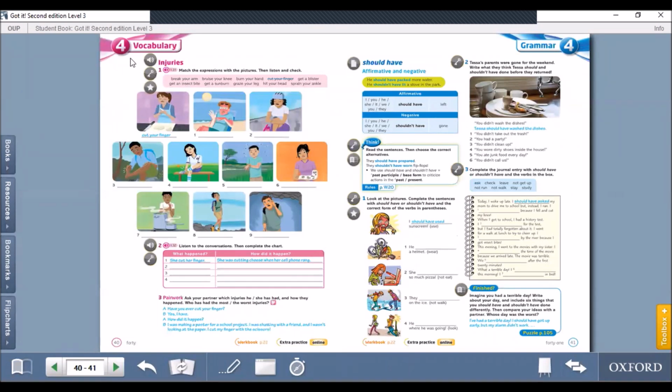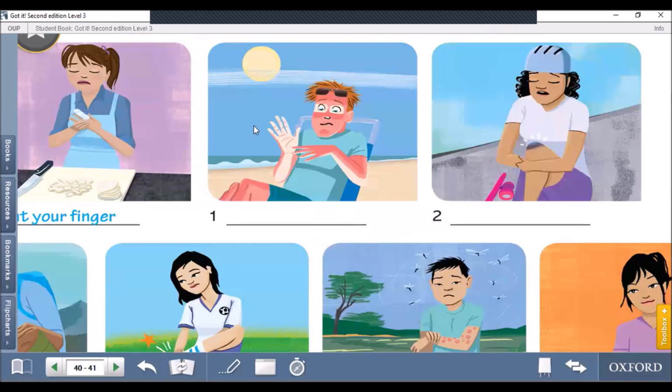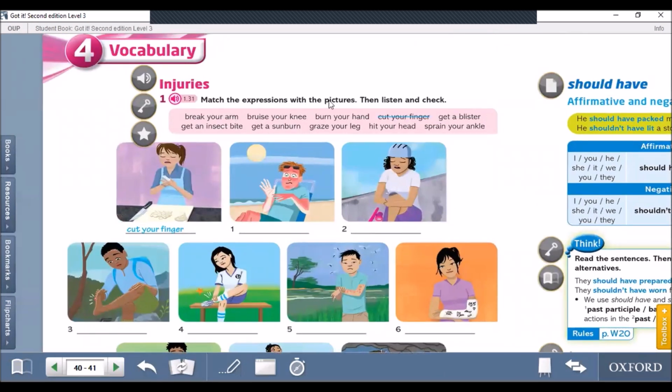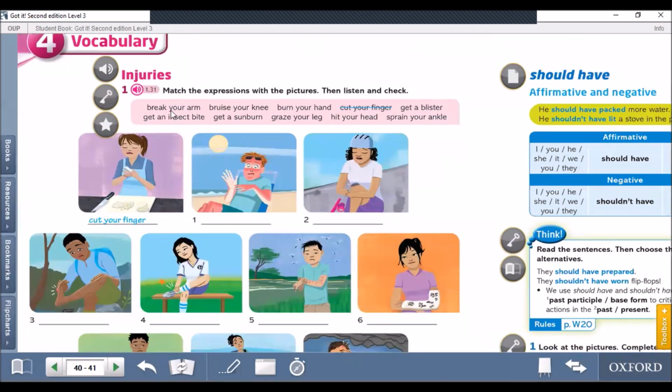Page 40. Here we have vocabulary about injuries. Injuries are heridas o lesiones, okay? So if you have an accident, you get injured. You can get injuries, okay? Let's look at the expressions. It says, match the expressions with the pictures, okay? That is the activity. We have 10 expressions.